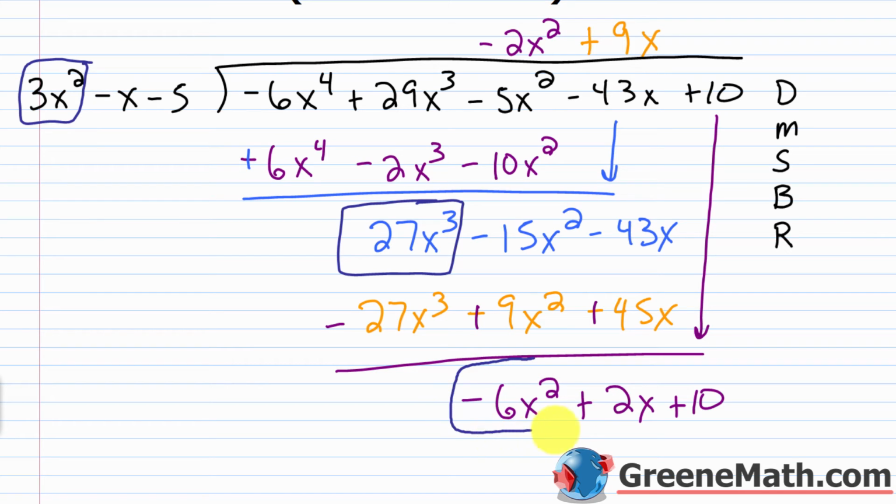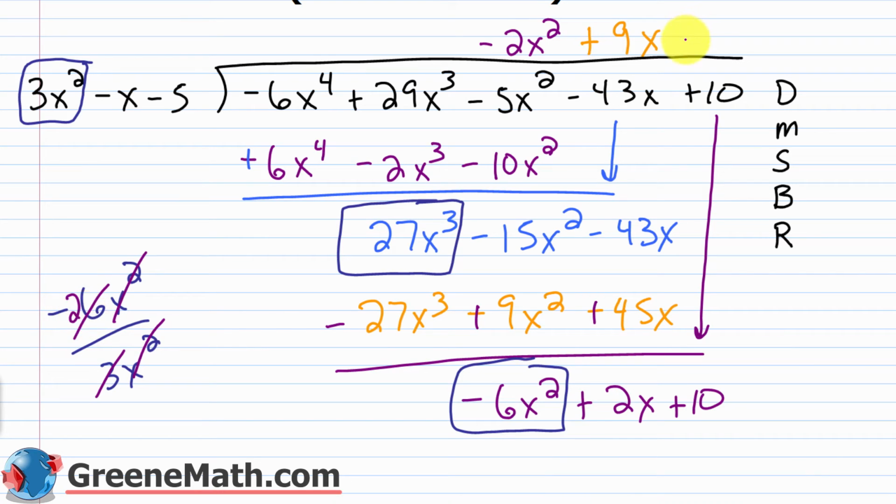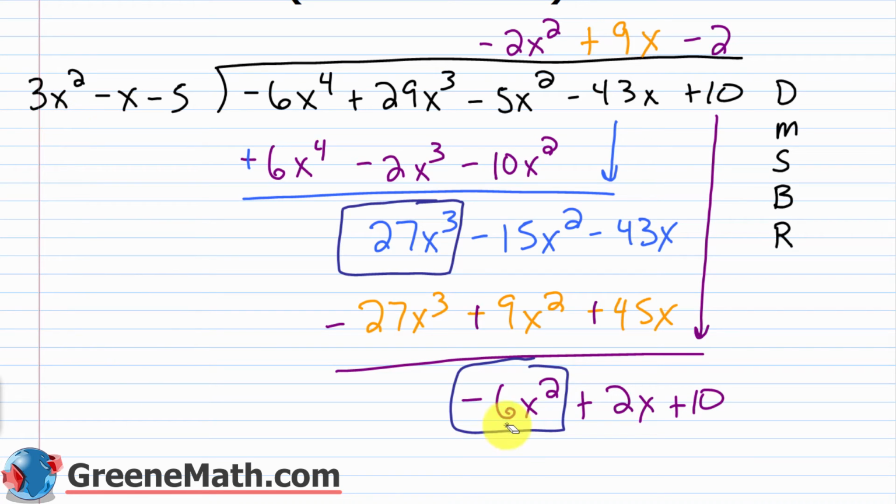into leading term. So what is negative 6x squared over 3x squared? Well, x squared over x squared is going to cancel. Negative 6 over 3 is negative 2. So this will just be minus 2 here. And then one last time I'm going to multiply. So negative 2 times 3x squared is negative 6x squared. Negative 2 times negative x is plus 2x. Negative 2 times negative 5 is plus 10.